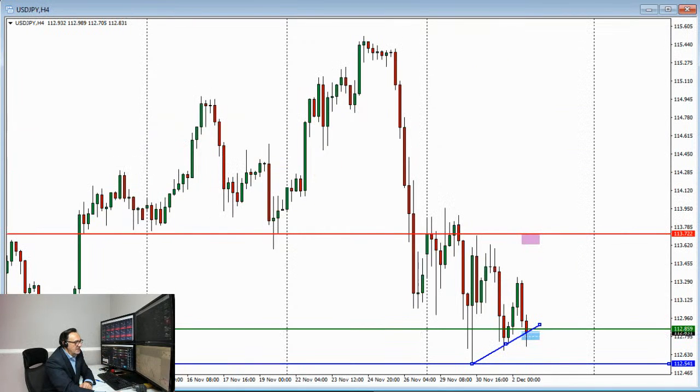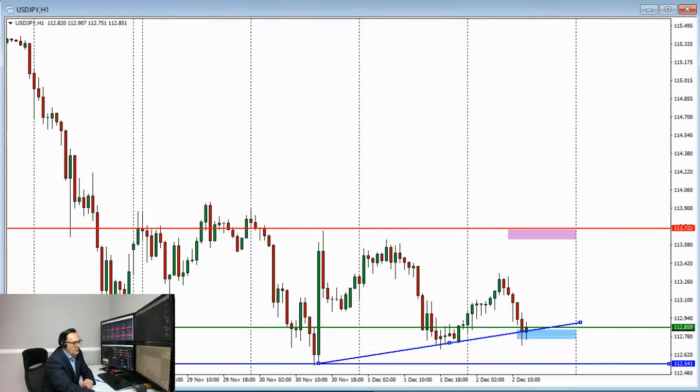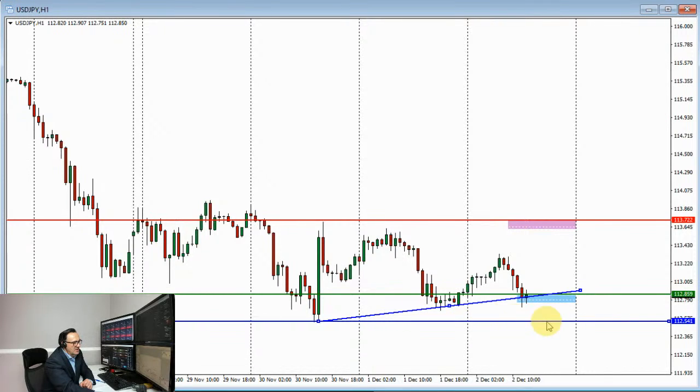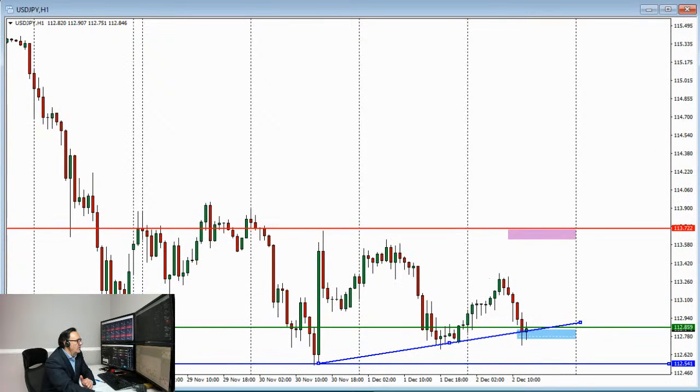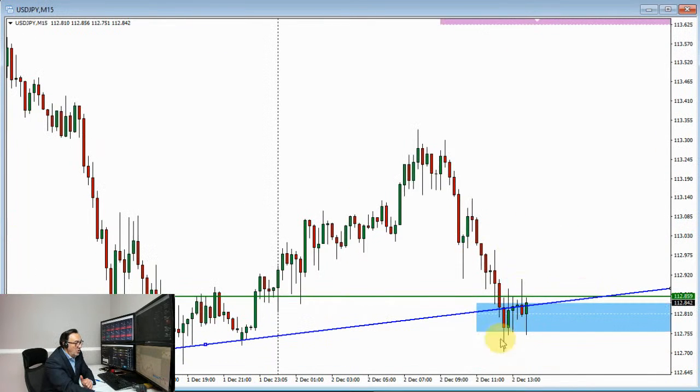So I'm still sticking with the same story. I like this setup, and I'm looking to buy dollar yen as close to these current levels, and looking for the extension to the upside towards 113.20, 113.30, 113.60, 113.70, and then all the way up to 114. So there's a number of levels where I would be looking to take partial profits as we go along, and the stop loss is just down here, about 30 points below 112.54. So that's where I am with dollar yen at the moment. I'm also currently long dollar yen.